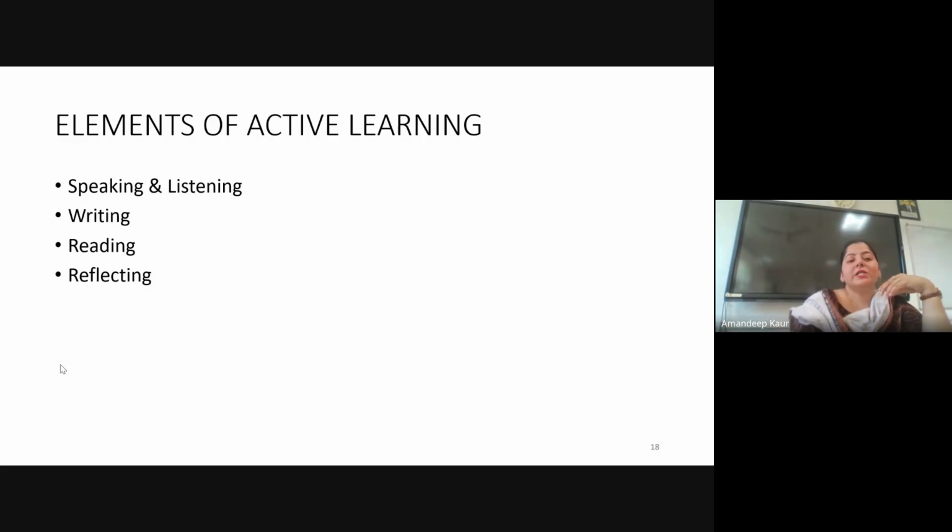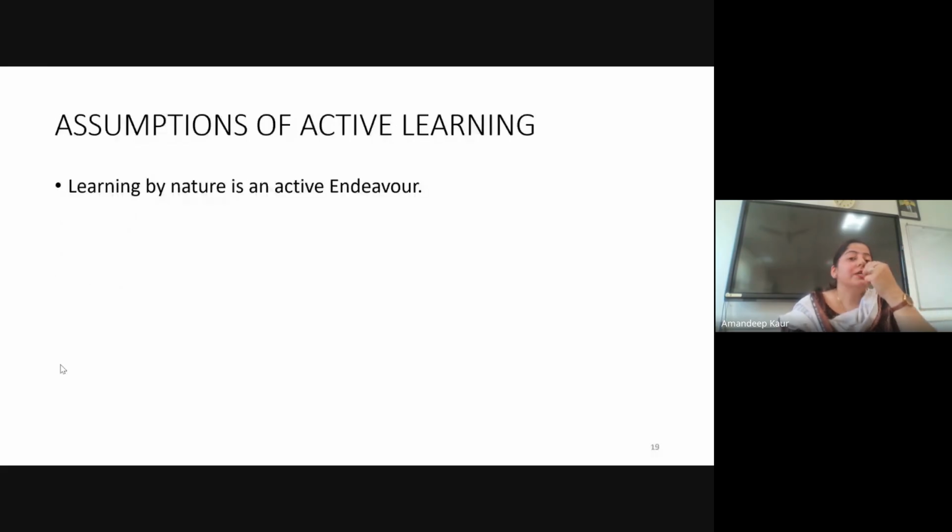So the major elements are speaking, listening, writing, reading, and reflecting. Reflecting will happen when there is a group-based, team-based kind of activity, or maybe a peer learning environment that the teacher is going to create. For the creation of this kind of learning environment, there are two major assumptions that we need to consider: that learning by nature is an active endeavor.